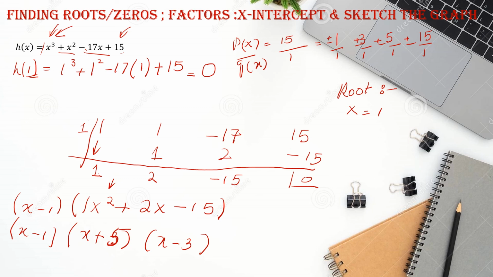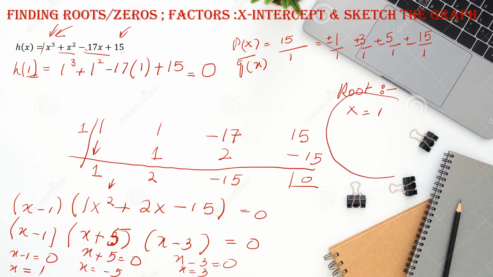Okay, now once it is done, what you will do, you have to write actually not the factors, because the factors are there, the roots. So for the roots, you know x minus 1 equals 0, that means x equals to 1. x plus 5 equals to 0, that means x equals to negative 5. And x minus 3 equals to 0, which will give you x equals to 3. Write on this side very nicely. So x equals to minus 5 and x equals to 3.